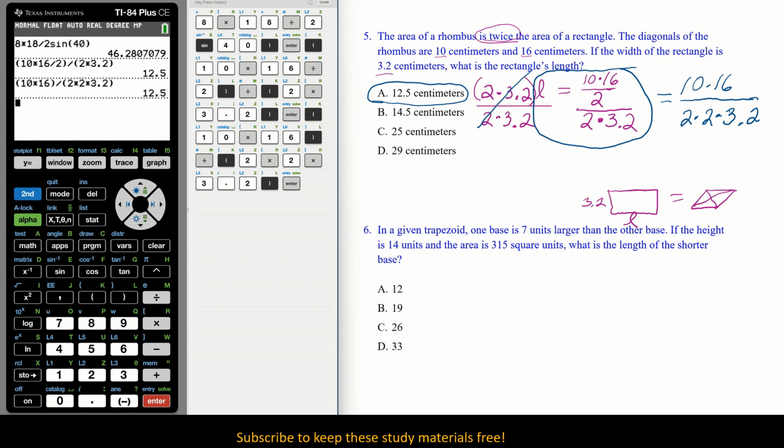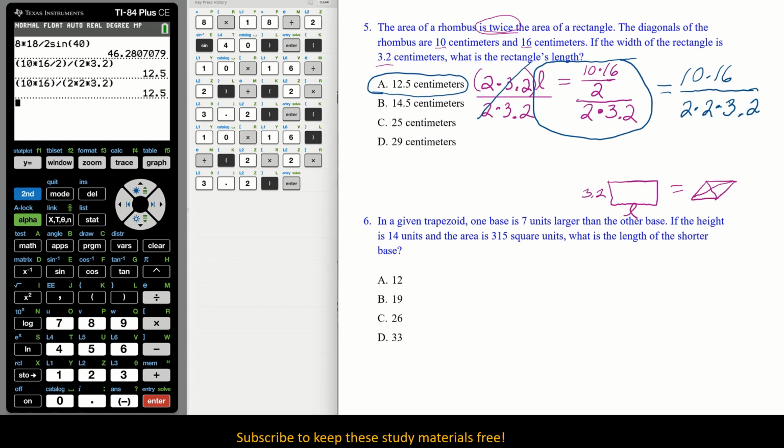All right, now let's look at number 6. In a given trapezoid, one base is 7 units larger than the other base. If the height is 14 units and the area is 315 square units, what is the length of the shorter base? So this is what we got going on here.